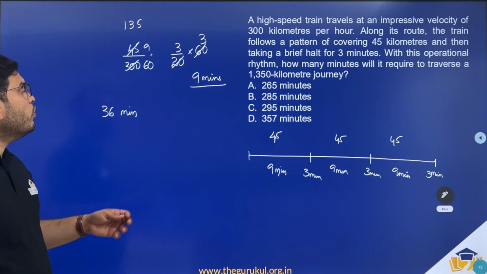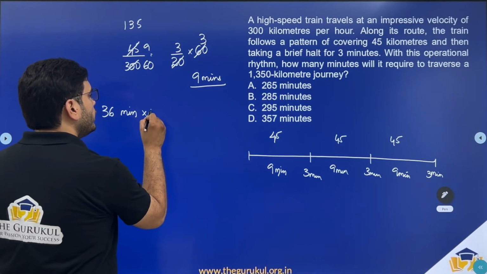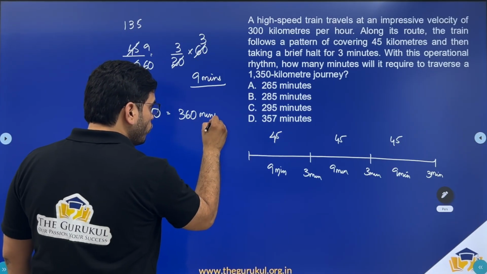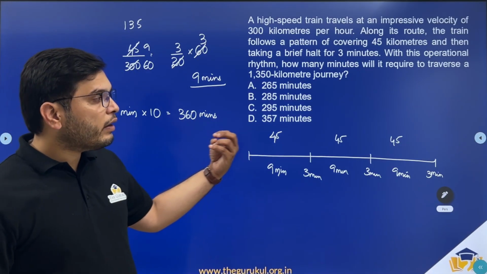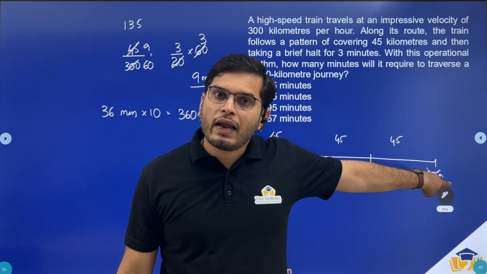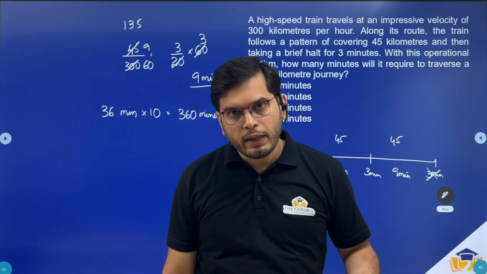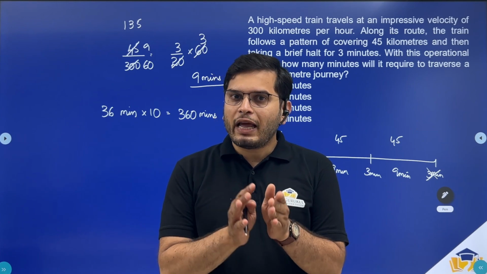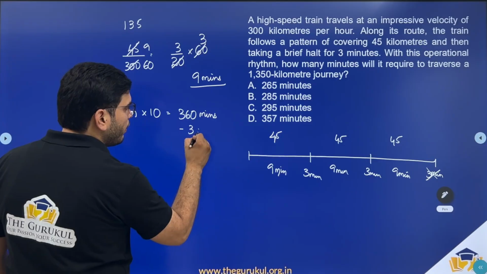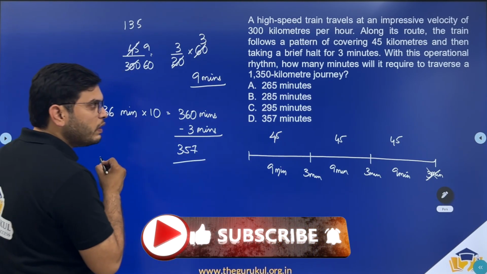Right. So 1350 is nothing but 135 into 10. So into 10, so 360 minutes. But you should be careful when the train reaches the destination. Right, you should not be including the last 3 minutes because after reaching the destination, it might take 3 minutes halt. But we are asked to find the time in which the train reaches the destination. So 360 minus 3 minutes, 357 should be the answer to this question.